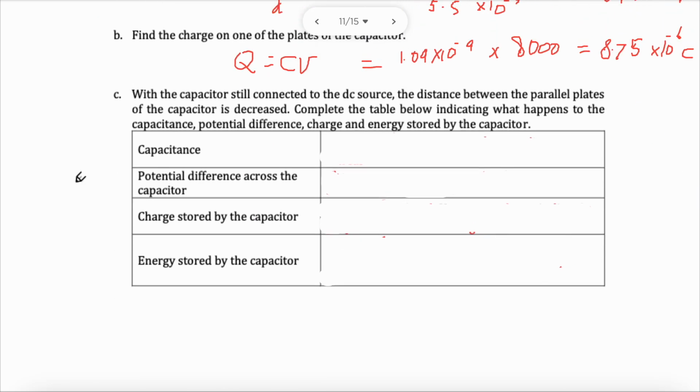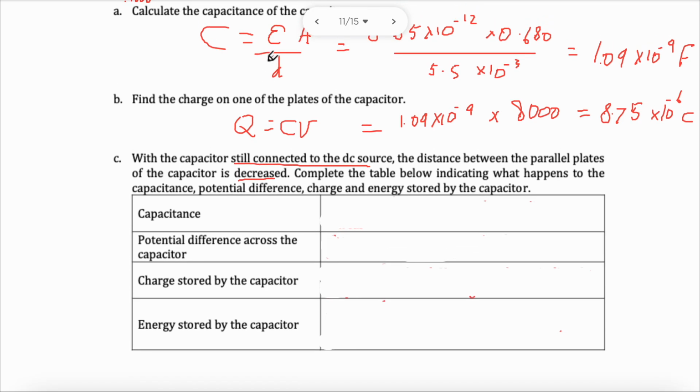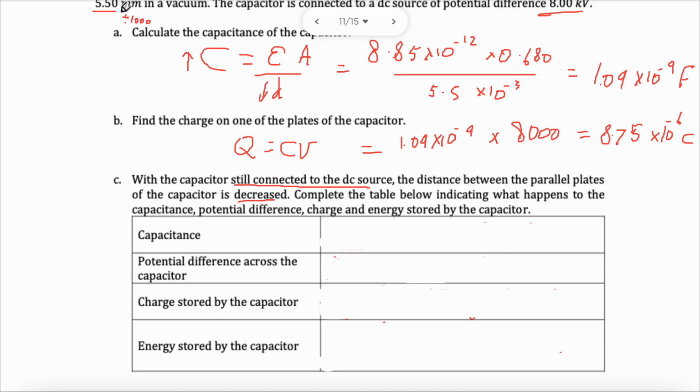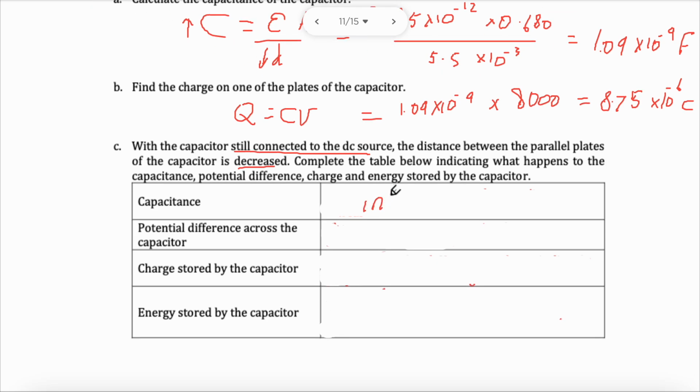So complete the table. When the capacitor is still connected, so I've locked the V in, the V is not changing, what happens to the different things? First things first, as you know, if it's still connected and my voltage is not changing, but I have changed something. What did I do to the distance? The distance is decreased. I brought the plates closer together. That means my capacitance has actually increased. So according to our rule here, the capacitance will increase.